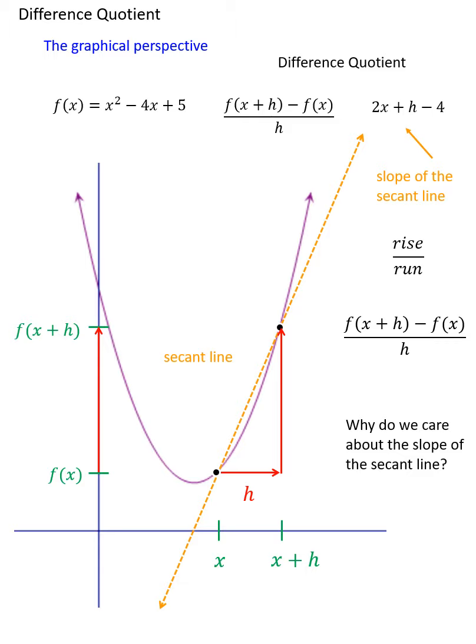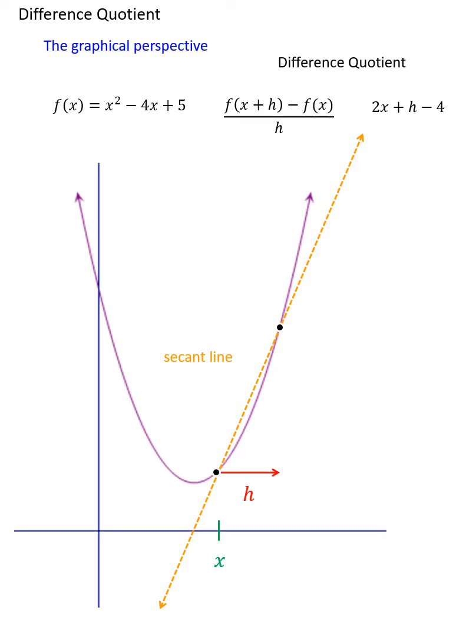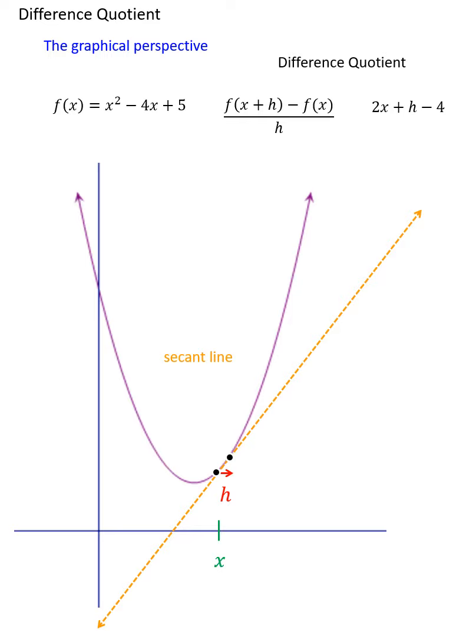Well, here's some other thoughts that mathematicians had centuries ago. Mathematicians asked the question, what would happen if this distance h, the horizontal distance between the 2 points of the secant line, what would happen if it shrunk? And what if it got even smaller? And what if h continued to shrink to the point where h was gone and literally zero?